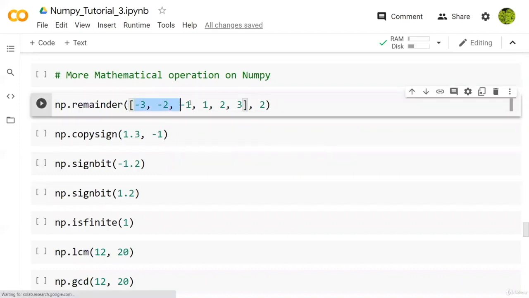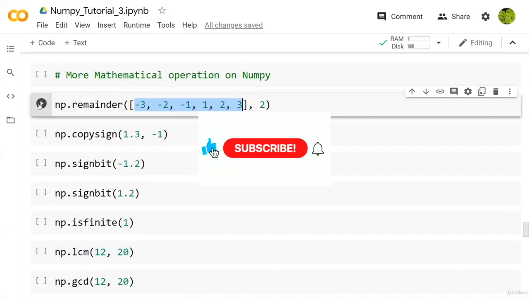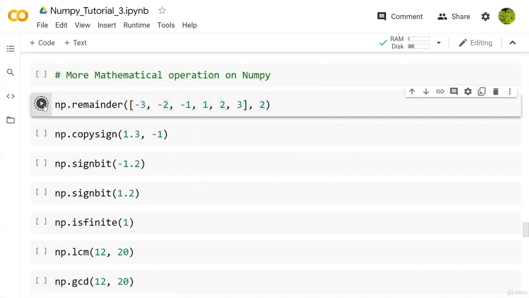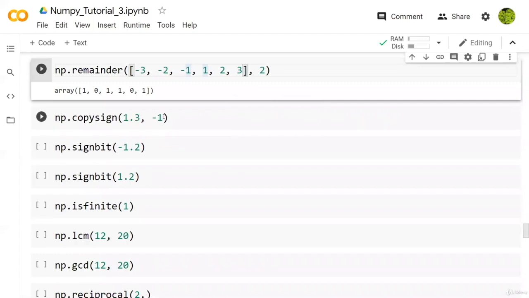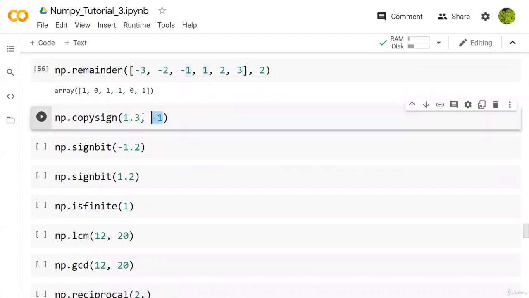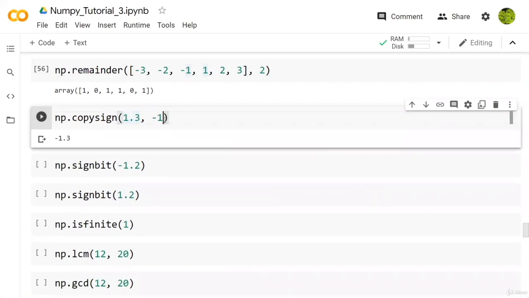Suppose I have values like this and I just want to find out the remainder. So each value will be divided by 2 and the remainder of that will be found. Okay, the first remainder, second remainder and so on. I can copy the sign of one value to another value. Okay, so the -1 sign will be copied to this.